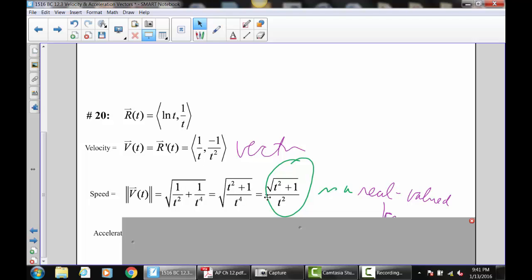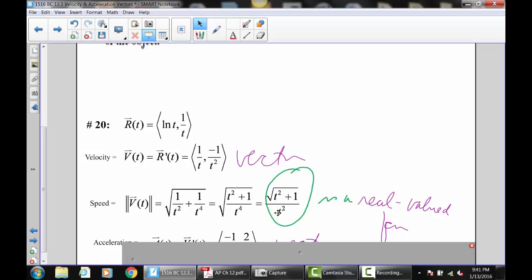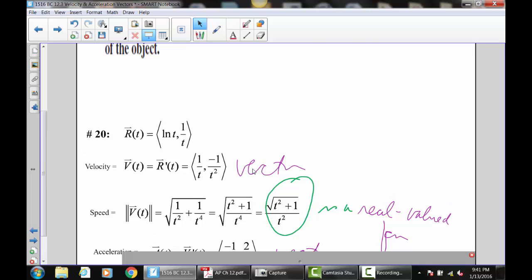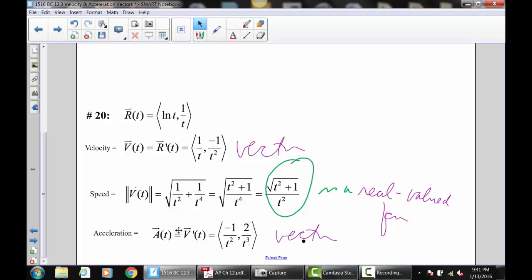Find a common denominator. For the denominator, the square root of t to the fourth is t squared. And this is actually a real valued function, because if I plug t into here, I'll get a number. Whereas if I plug t into here, I'll get a vector. They didn't say at a particular time, but they could have said at the time when t equals 2. So here you'd get a scalar, whereas here you'd get a vector. And then the last question was, what's the acceleration vector? That would be the derivative of the velocity vector. So the velocity vector was this vector right here.